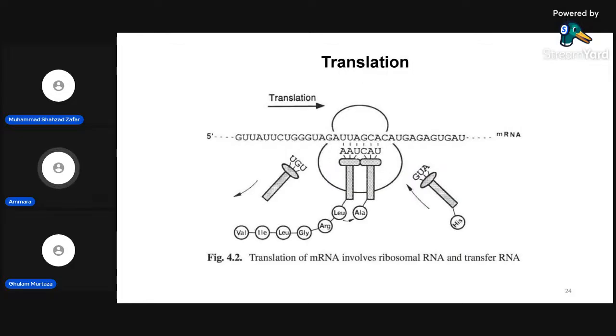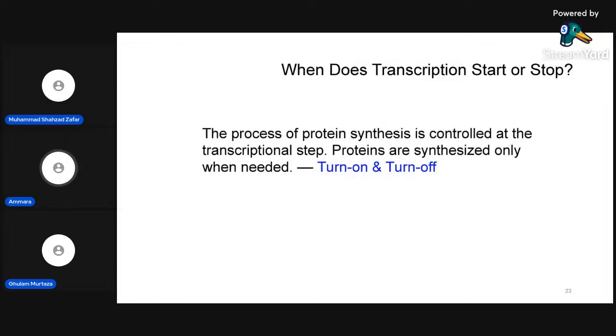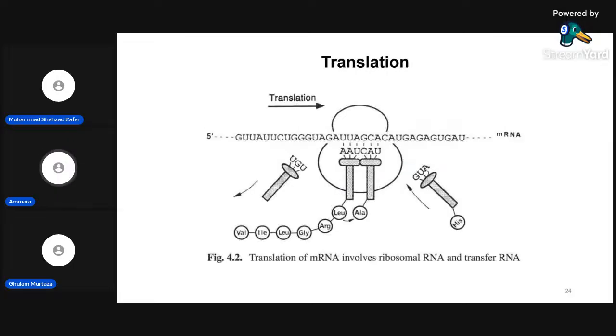So when does transcription start or stop? We have discussed that where RNA polymerase finds the coding sequence, it will start transcription. When RNA polymerase finds a non-coding sequence, it will stop messenger RNA transcription. When transcription stops, translation will also stop, and that means proteins will not be synthesized. So basically, it turns on and off whenever needed.